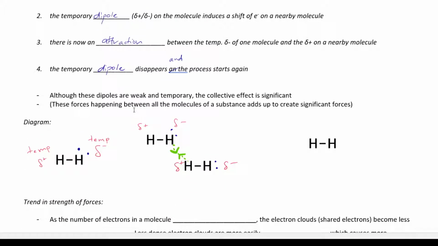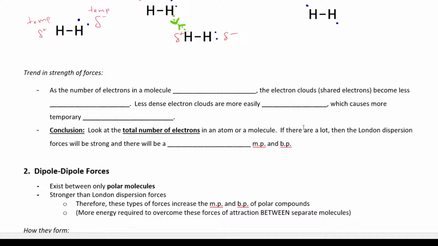So although these dipoles are weak and temporary, number four, effectively what happens is that the temporary dipole disappears and we end up with the electrons dispersed throughout the molecule. And it keeps happening again and again. In a snapshot in time, they might be on this side, which will create a temporary delta positive, delta negative that shifts the electrons on a nearby molecule, and you get an attraction force, and it repeats again and again.